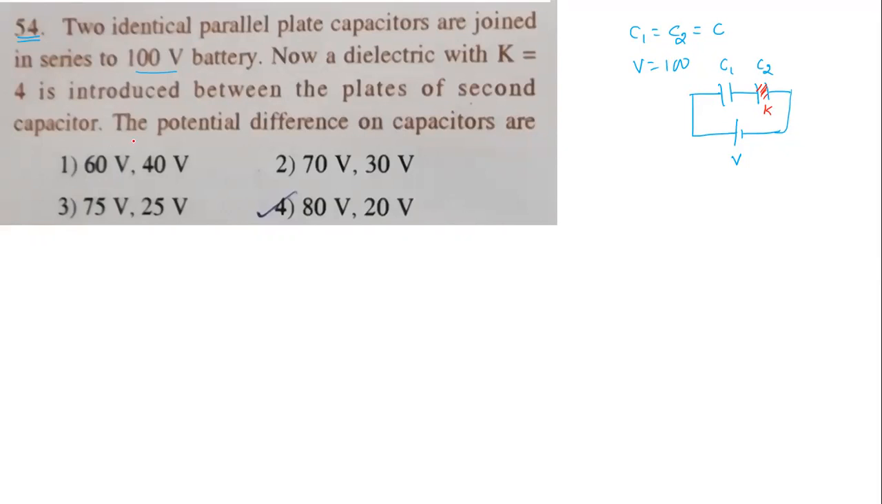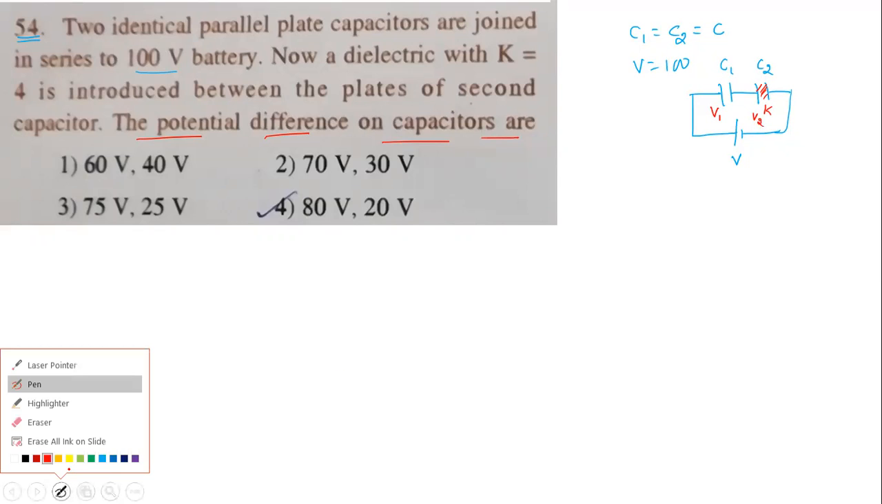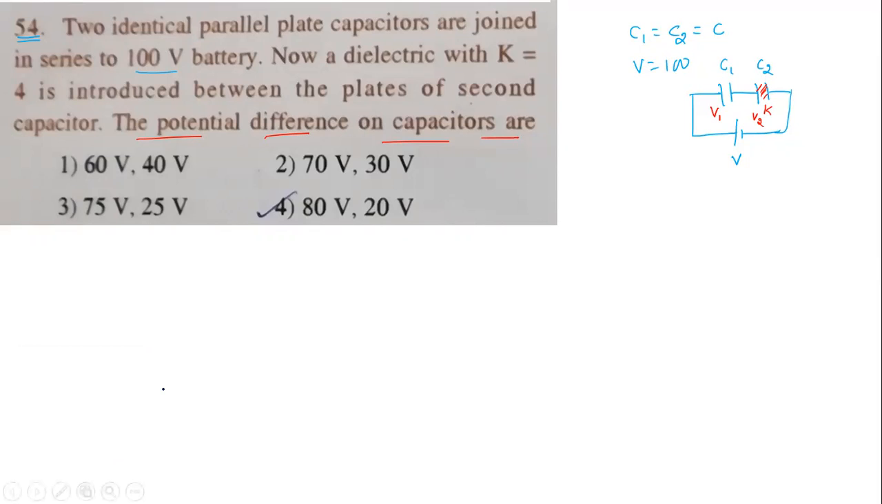Then they're asking for the potential difference on the capacitors. Here the potential difference I take as V1, and here the potential difference as V2. What are V1 and V2? That is the question they are asking. Is it clear what they are asking?